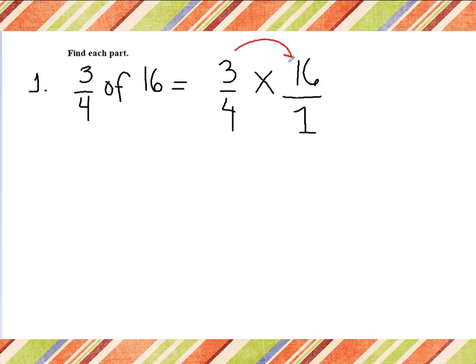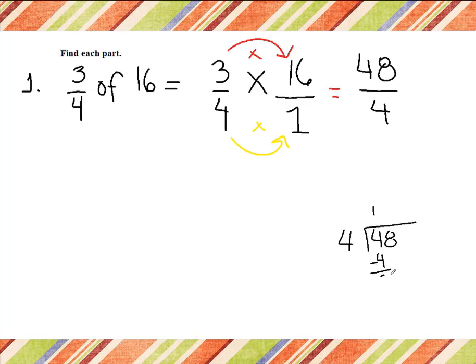We need to multiply. 3 times 16 is 48. And 4 times 1 is 4. Now we need to divide. 48 divided by 4. Do it separately. If you have problems, do it mentally.